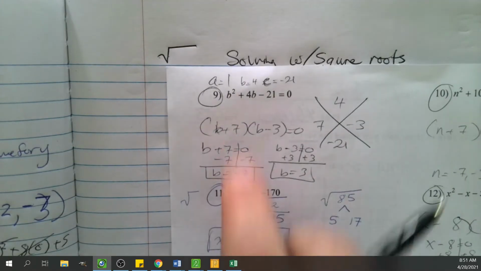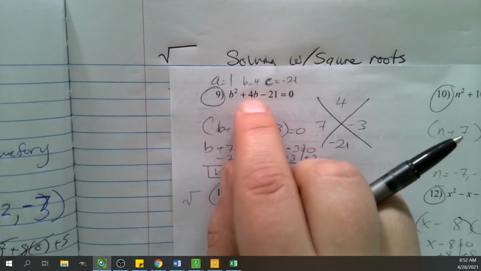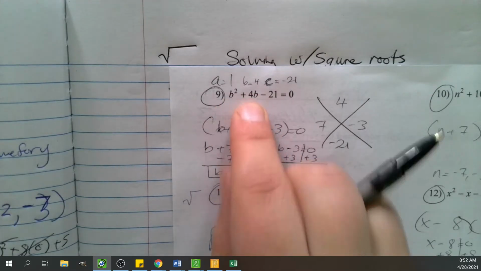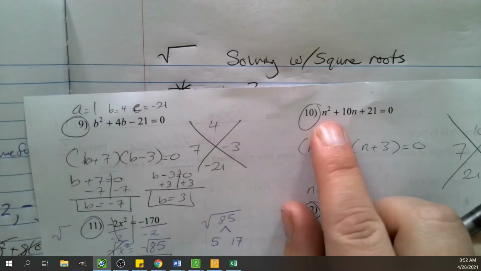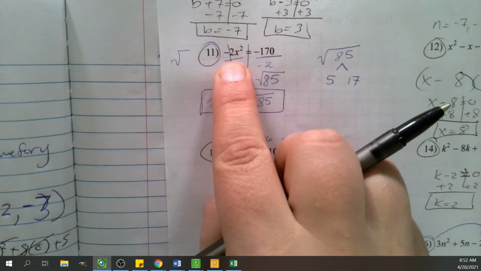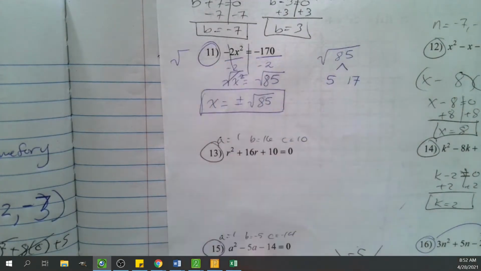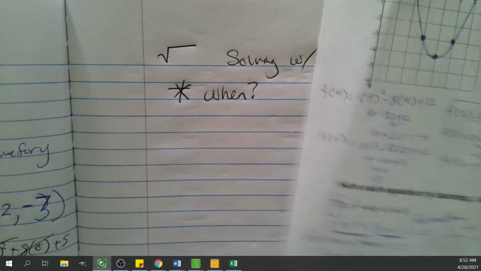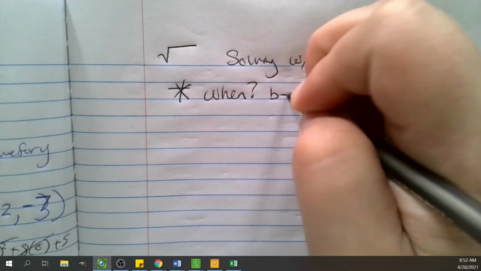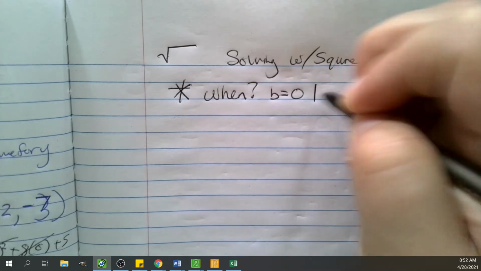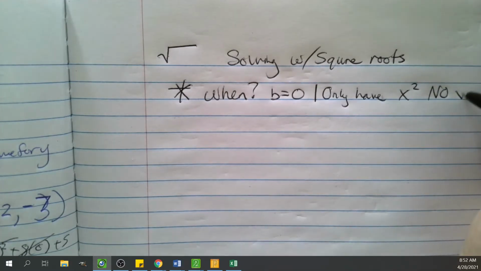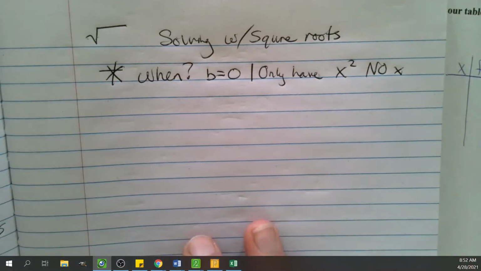See how here there's a middle term where you have two different groups of letters? One you have a b squared, one you have a 4b. When you have both of those, you have to use factoring or quadratic. But if you only have one group with a letter, then square root's going to be best. It's this one. So you're going to use this when b equals 0, or you can think of it as only have x squared, no x's.